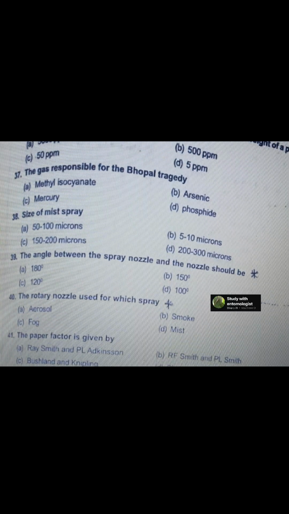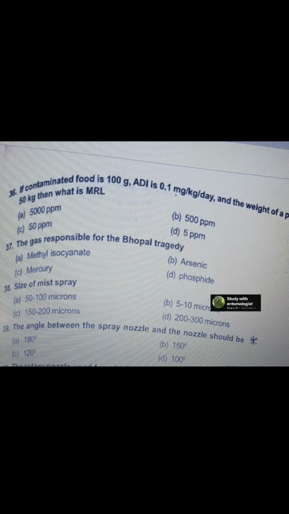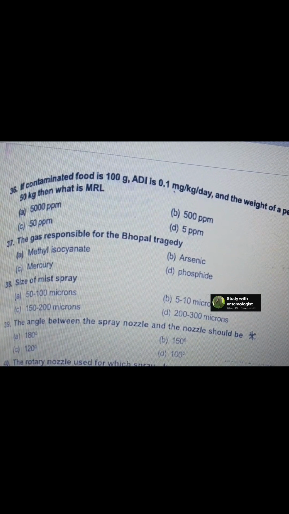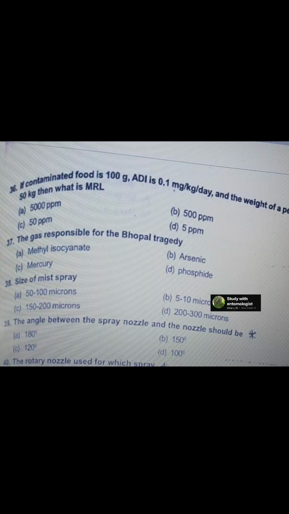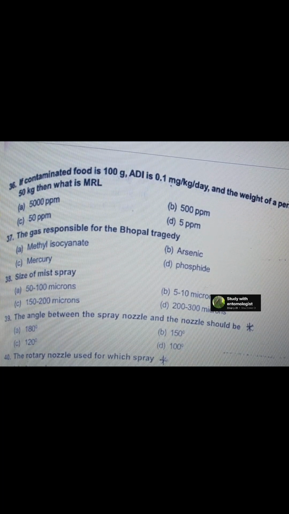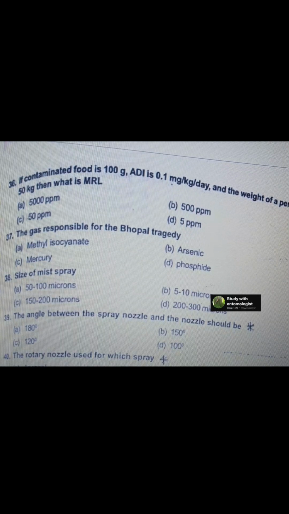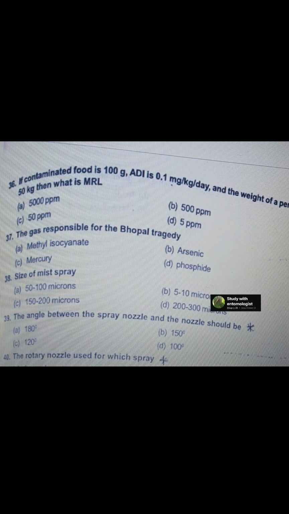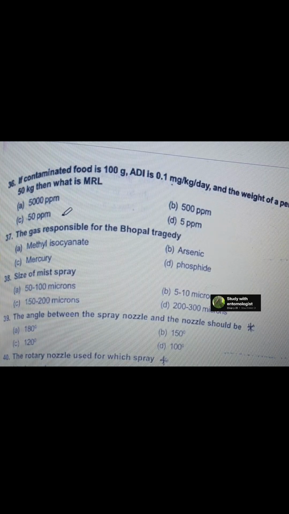Then the next question is, if contaminated food is 100 gram, ADI is 0.1 mg per kg per day and the weight of a person is 50 kilogram, then what is MRL? So the answer is 50 ppm.